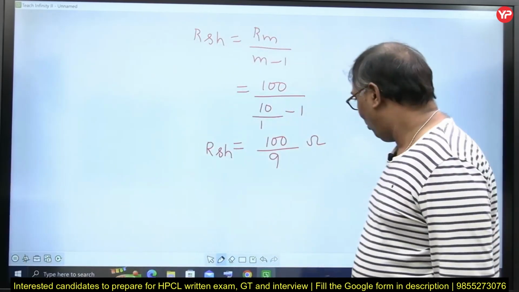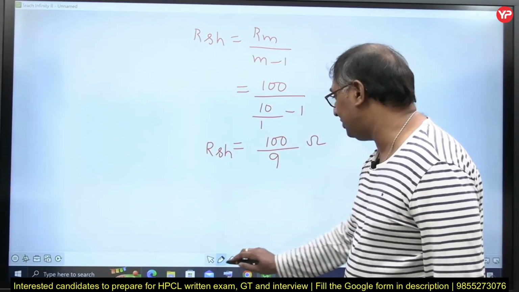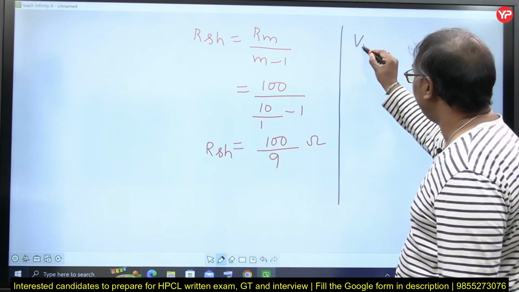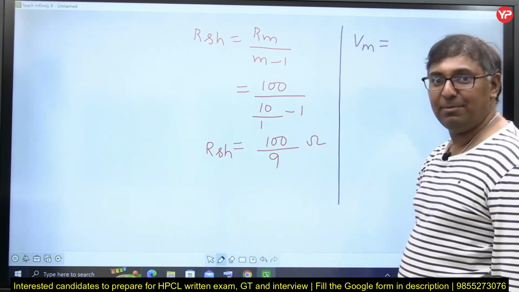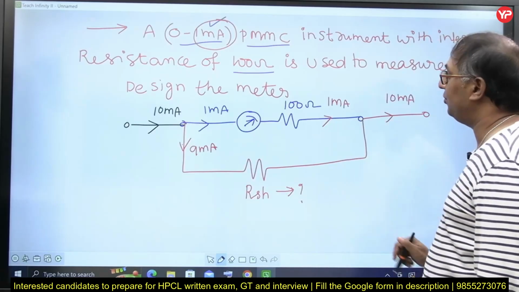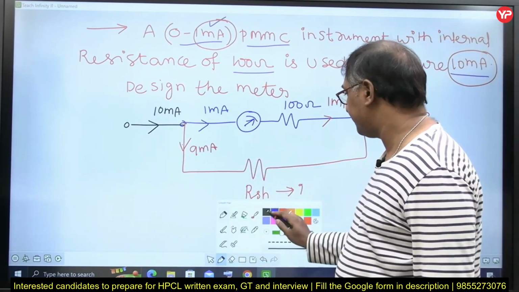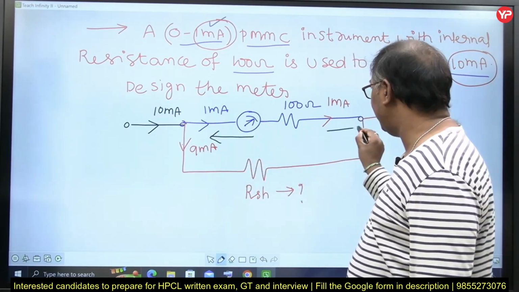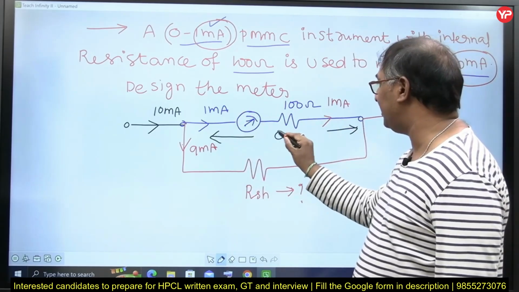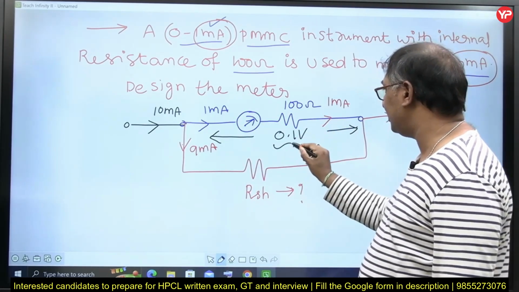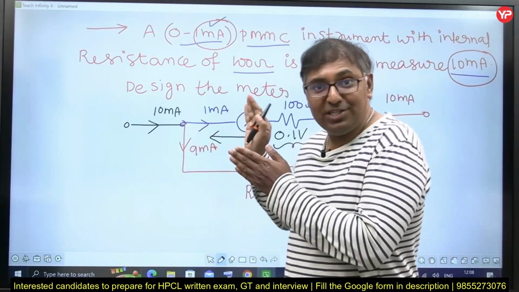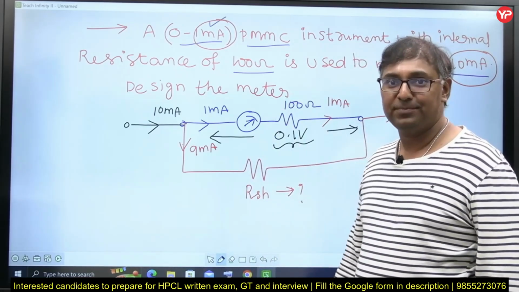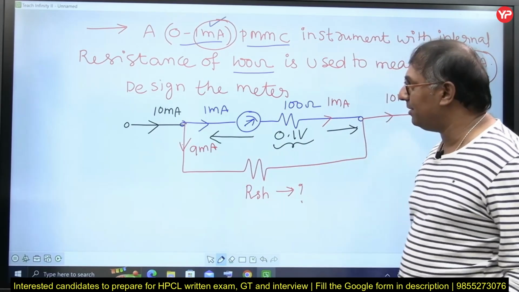Okay, next. Extension point. What question can be asked? What is the meter voltage, or what is the maximum voltage that the meter can measure? Here 1 milliamp is flowing. What is the voltage that can be measured? 1 milliamp into 100, how much? 0.1 volt can be measured. By using this meter, the maximum voltage that can be measured is 0.1 volt.